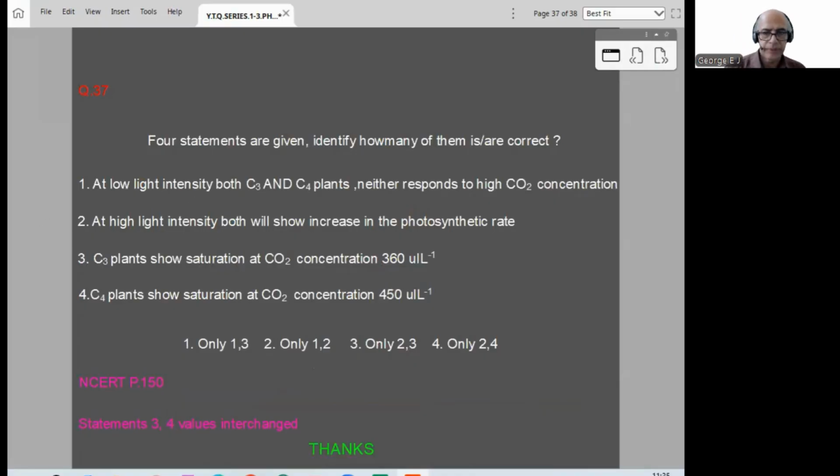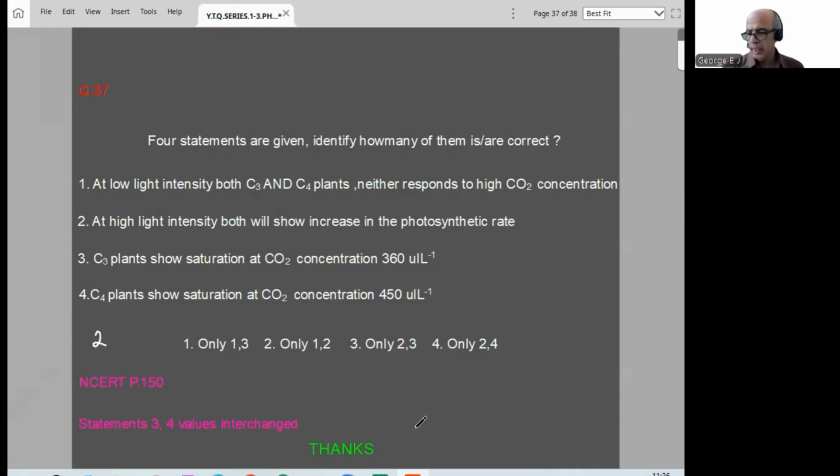Now 37, the last question. 4 statements are given; identify how many of them are correct. At low light intensity, C3 and C4 plants do not respond to high carbon dioxide concentration. Correct. At high light intensity, both will show an increase in photosynthetic rate. Correct. C3 plants show saturation at carbon dioxide concentration 360. No, it is for C4. Fourth, C4 plants show saturation at carbon dioxide 450. No, so 3 and 4 are interchanged. So only 1 and 2 are correct. So option wise, it is 2.